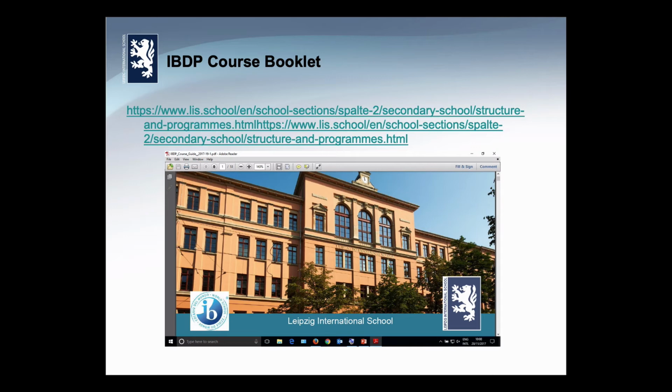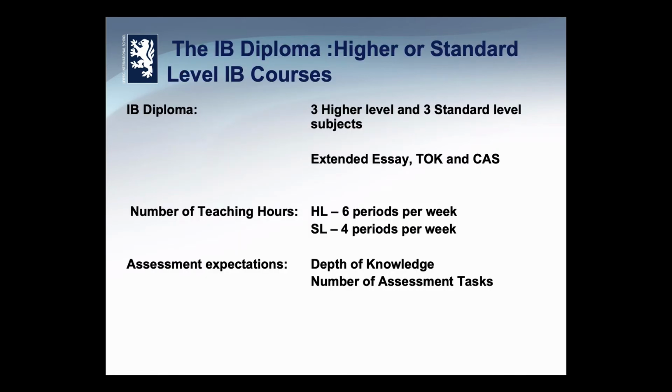So an IB diploma looks basically like the model that I showed you at the beginning. It includes 3 higher level subjects and 3 standard level subjects. So out of the 6 subjects that the students will select, 3 need to be at least at higher level and 3 at standard level. It will include also an extended essay, a theory of knowledge course, and a CAS programme.